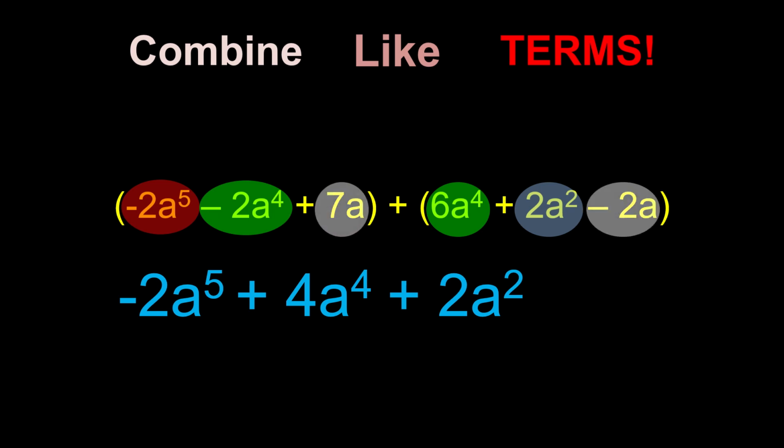Lastly, we do have two more that can be combined. We have 7a plus, and that's a negative 2a. So when I do 7 plus negative 2, I'm going to get a positive 5a. At this point, there's nothing else that can be combined, therefore we are done.